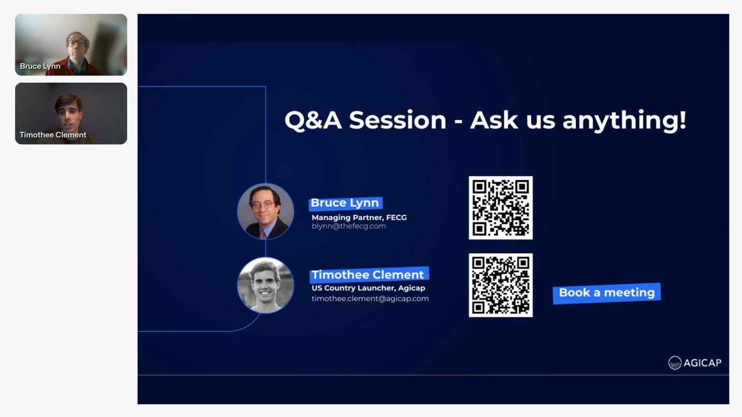Other systems, especially the ones that are more desktop-based, server-based, some versions of Sage, QuickBooks Enterprise, or SAP, can of course be connected, but will require some additional work where we work directly with, for example, your IT team or your SAP consultants to set up an automated file transfer between your ERP and Agicap.